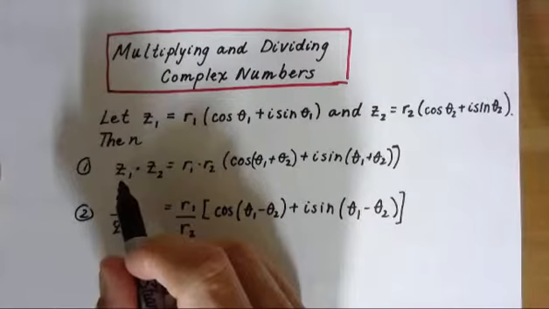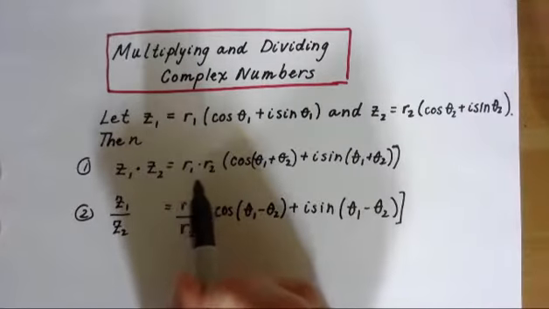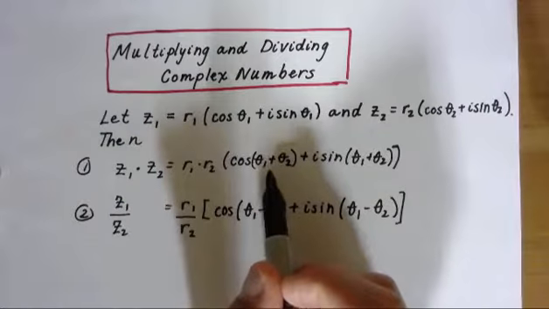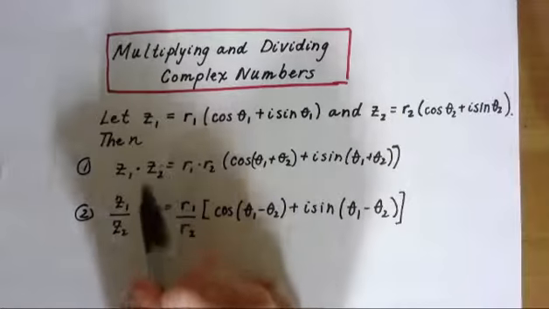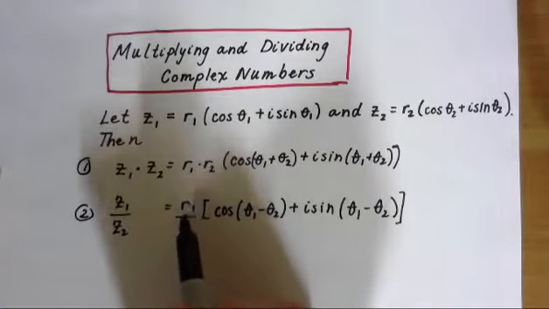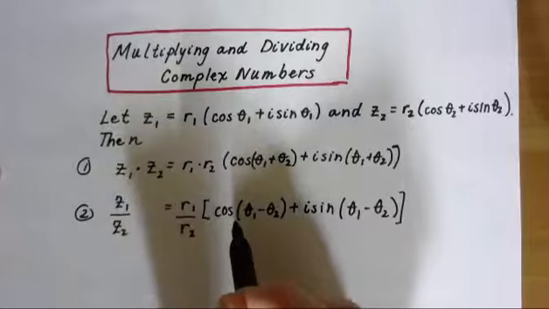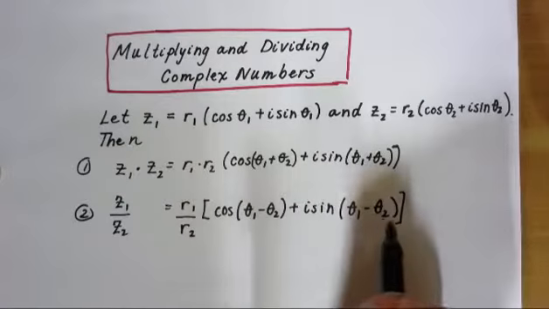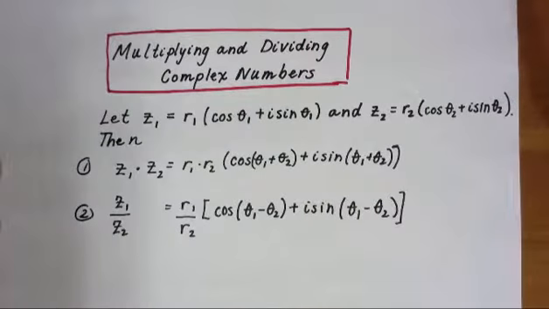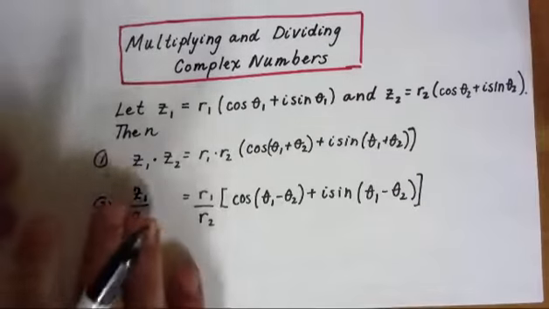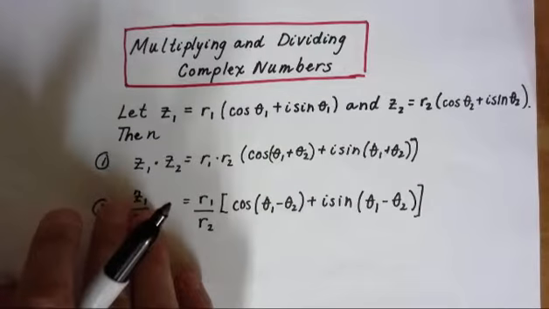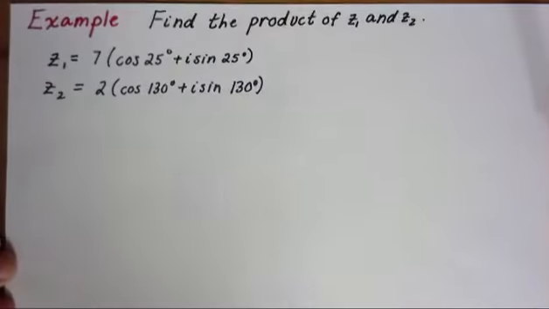Okay, so if you want z1 times z2, you multiply the radii, and then all you do is add the angles. You're going to add the radians, or you're going to add the degrees together when you multiply. When you divide, you divide the radii, and then you subtract the angles. So I've got two examples to show you. They're not terrible. So let's go ahead and get started with that first example.